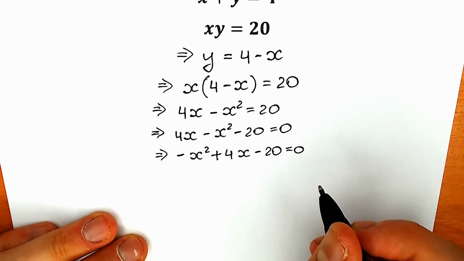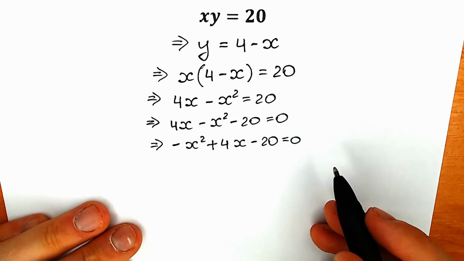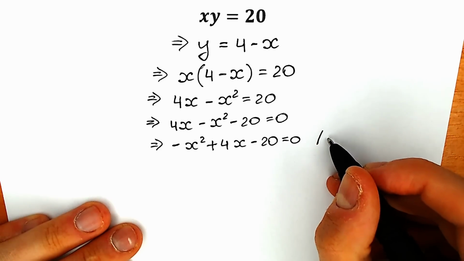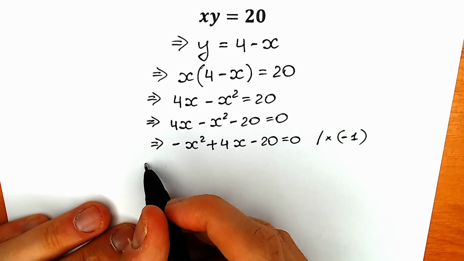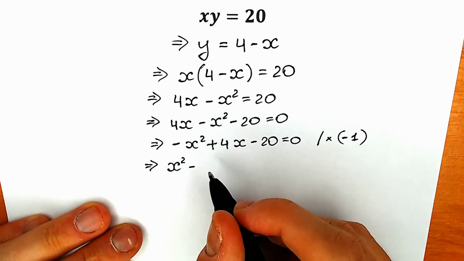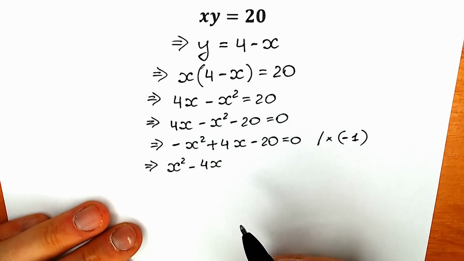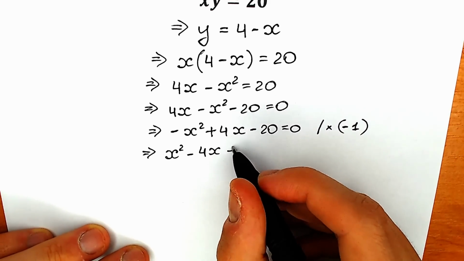It looks like a great equation, but we have a minus right here. So our final step is to multiply both sides by minus 1, or divide, doesn't matter. Right now, let's multiply both sides by minus 1. As a result, our final equation looks like that: x squared minus 4x, and we need to change all these signs because we multiplied by minus 1, and we have plus 20 equal to 0.